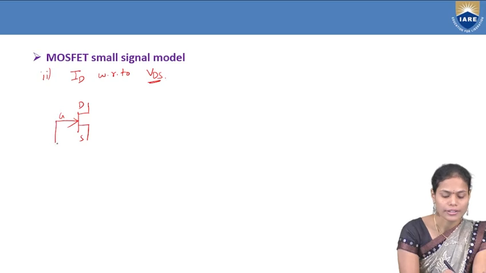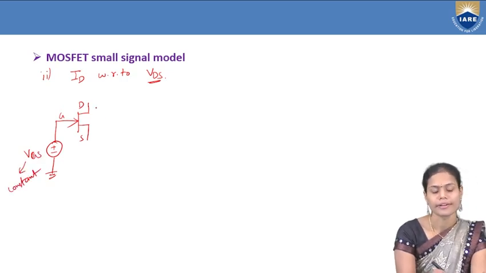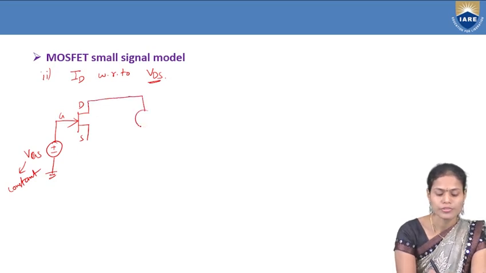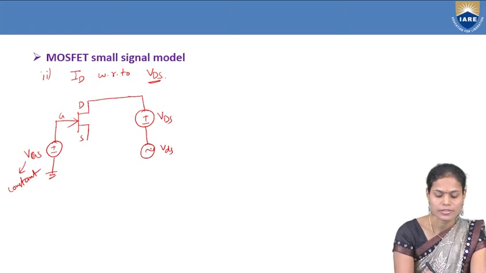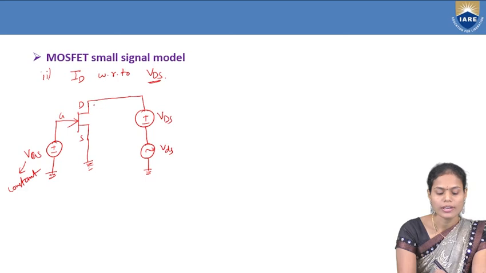Okay, and here the VGS voltage is constant, and for the VDS voltage we are providing DC as well as AC signals. So correspondingly again we will get the drain current, that is the combination of DC as well as AC signals.